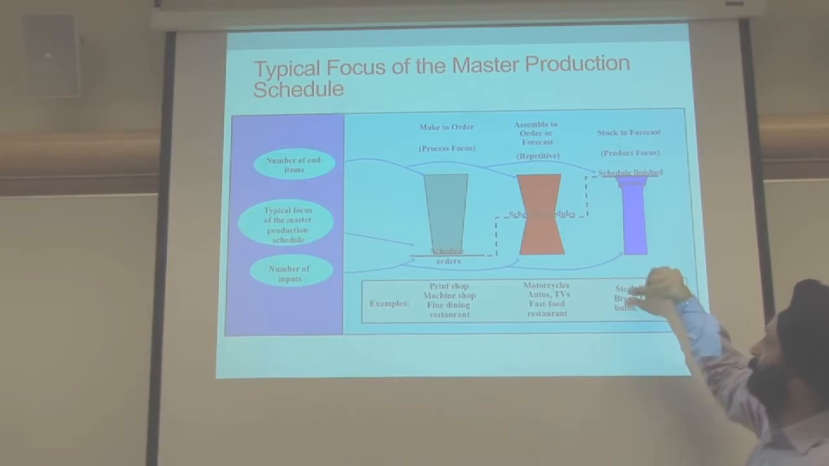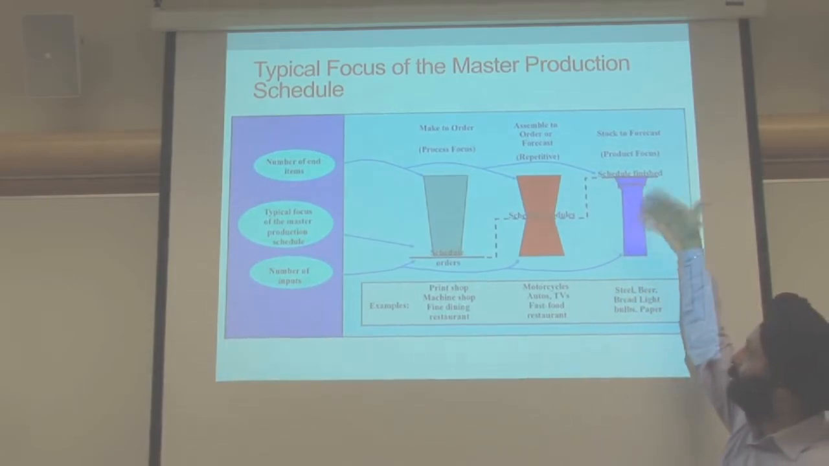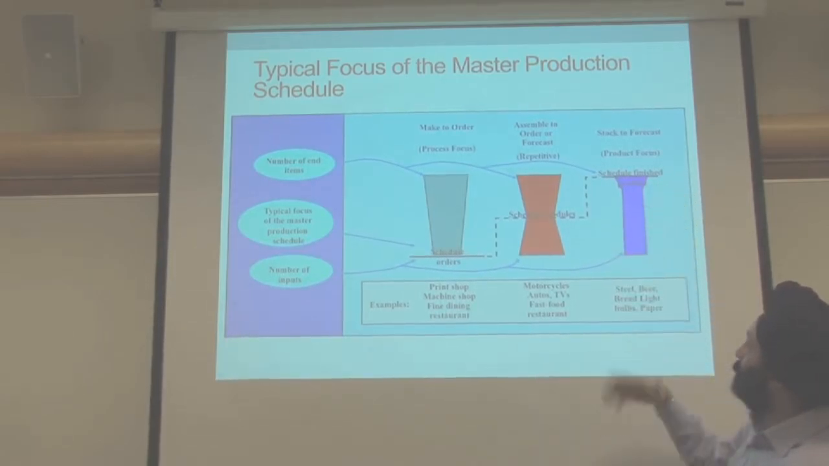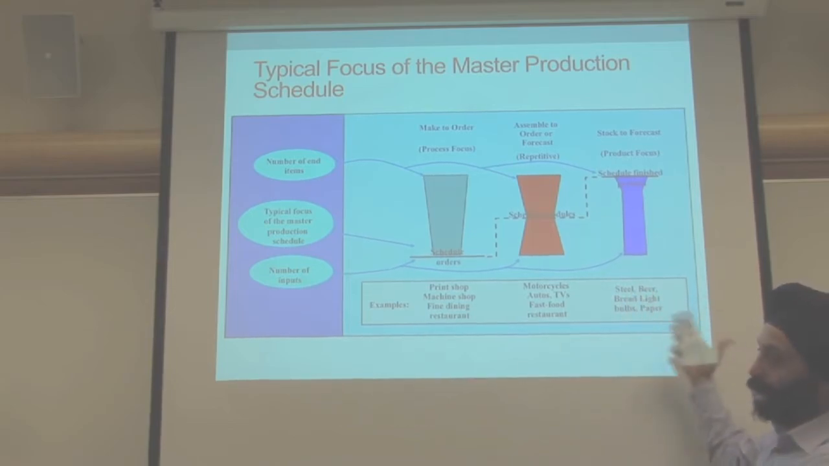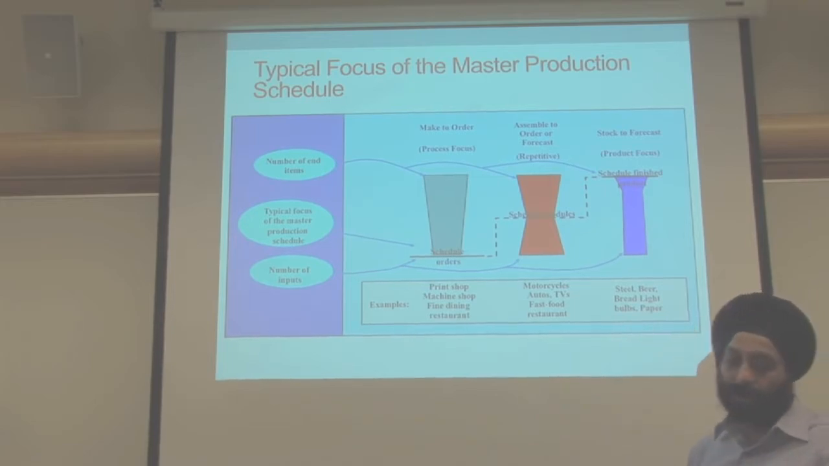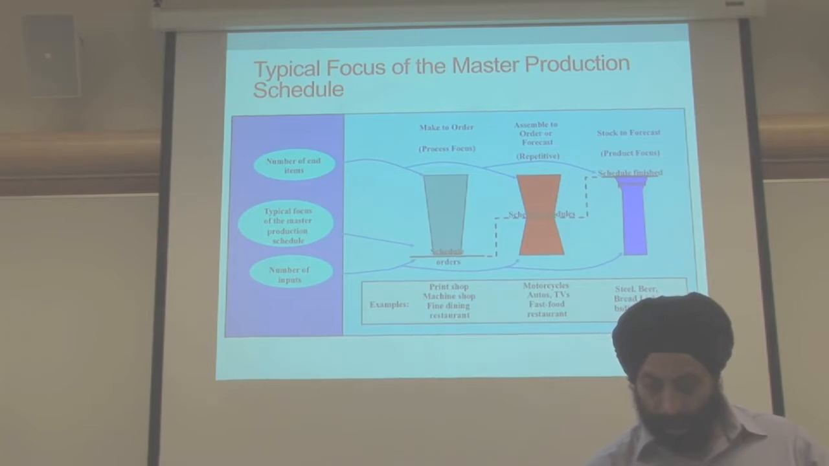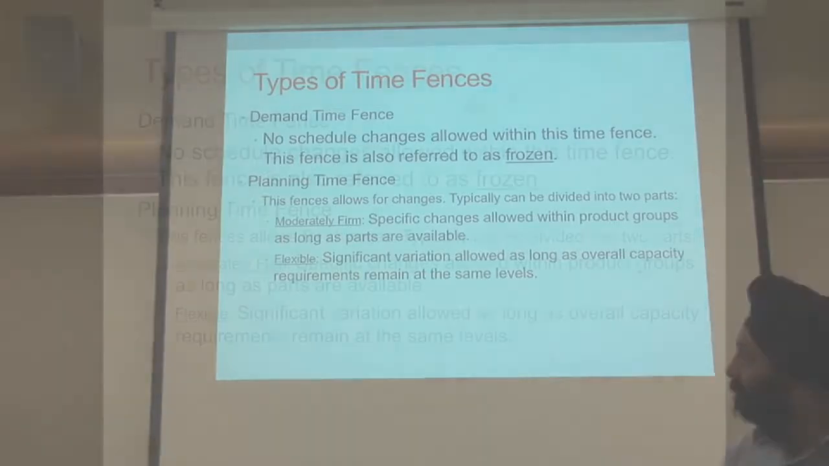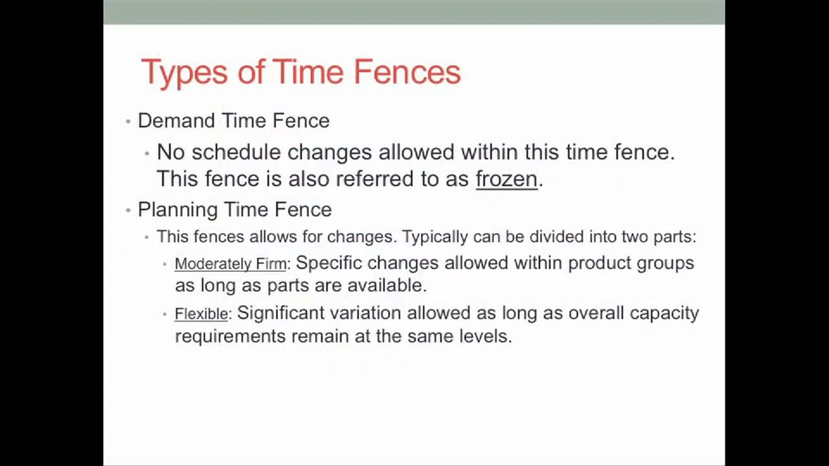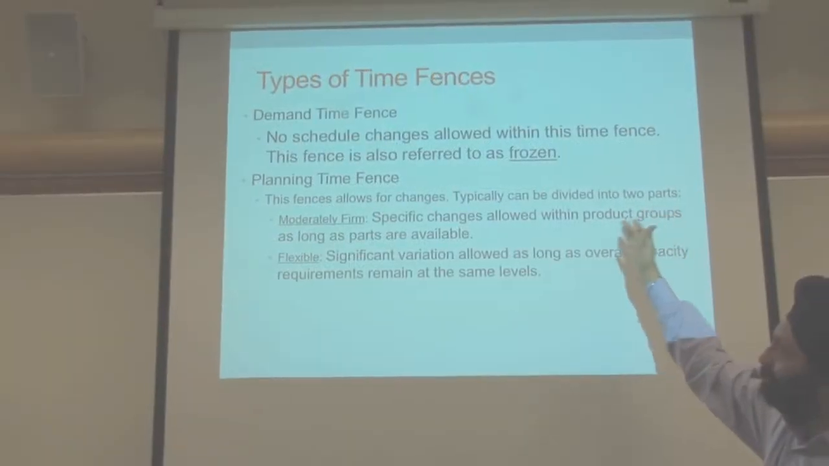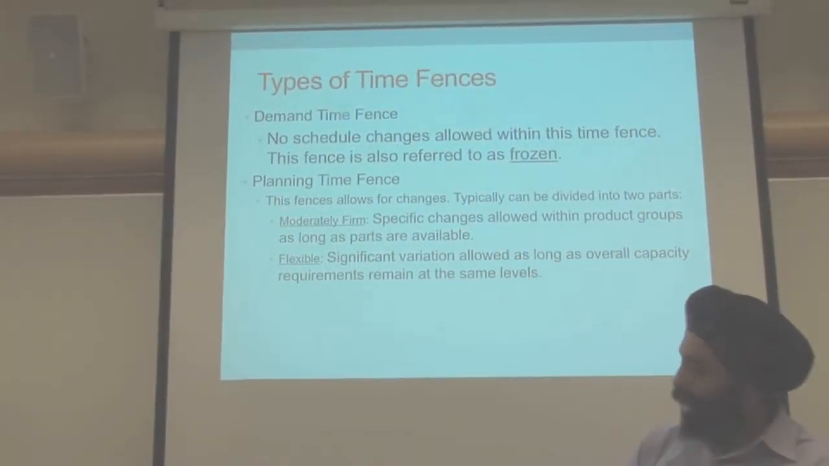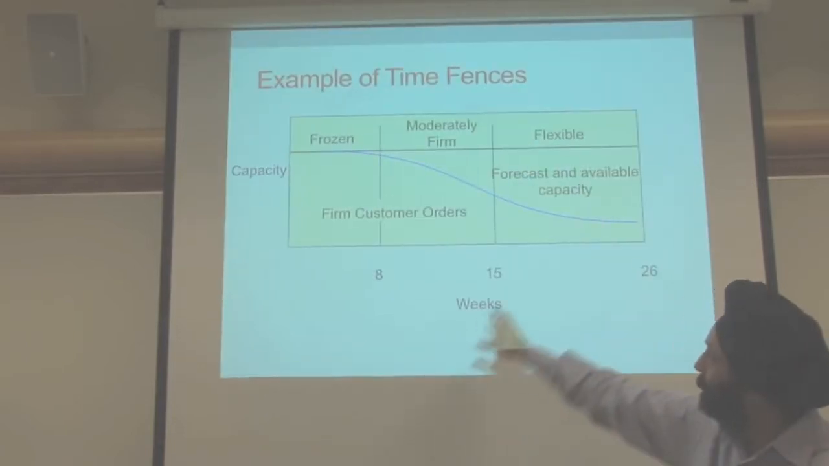And then stock to forecast, which is make to stock. That's a product focus. Steel, bread, beer, beverages, light bulbs, paper, all those will be examples of make to stock environment. Now, depending on this information, there is the concept of time fences. So the demand time fence, which is no schedule changes allowed within this time fence, is referred to as frozen. And the time fences example is given over here.